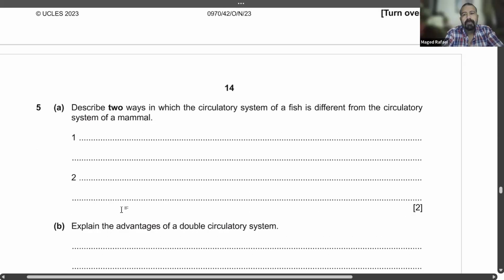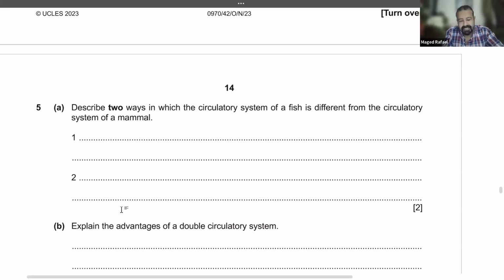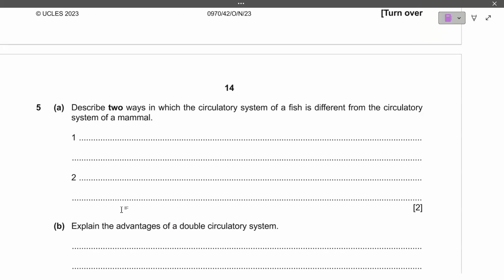يلا question 5. This exam is 6 questions only guys, don't worry. مش هنقعد كتير. بس if you answered with me quickly. مستر هي 5 ايه ليها علاقة بالسنجل والدبل سيركيليشن والكلام ده ولا لأ؟ هو بيقول لك 2 ways in which the circulatory system of a fish is different from.